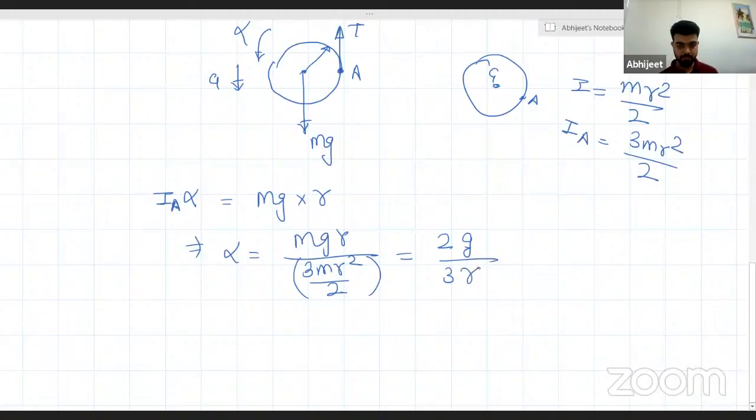Now if you apply the equilibrium in translation, then mass into acceleration is equal to net force, that is mg minus T.